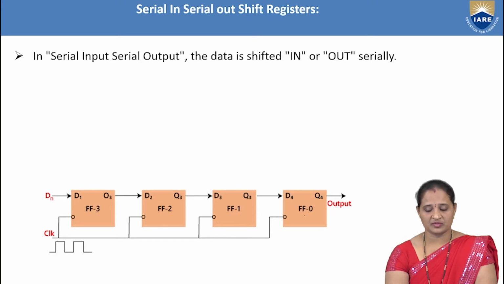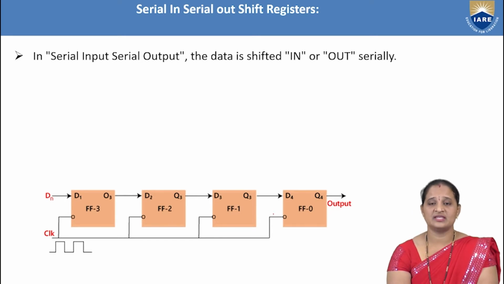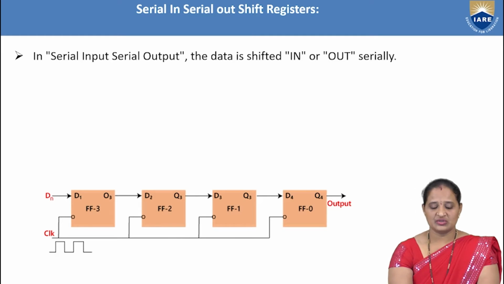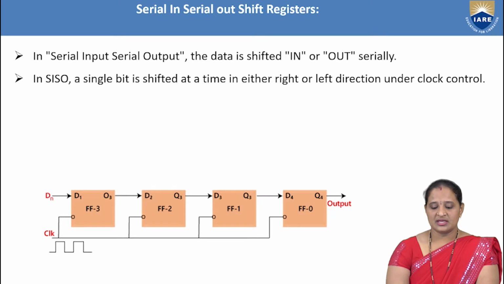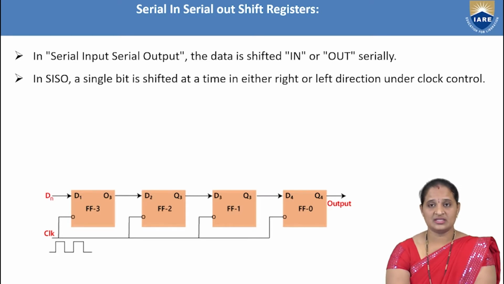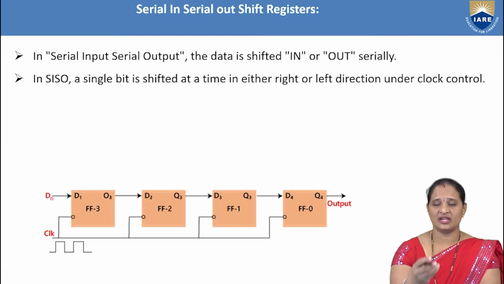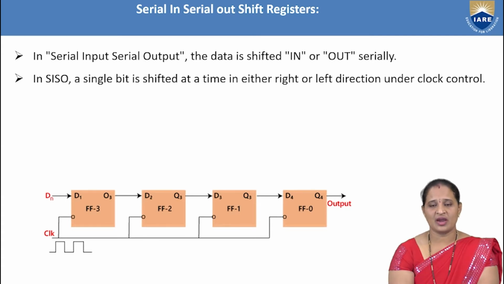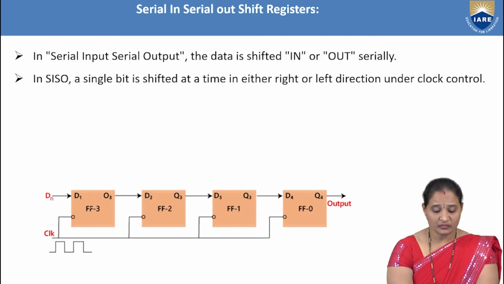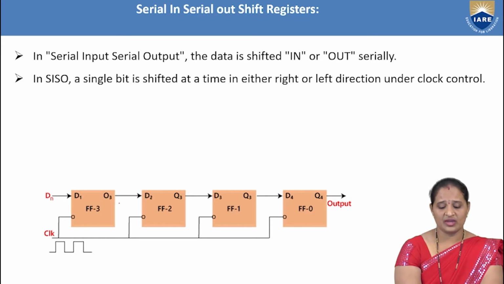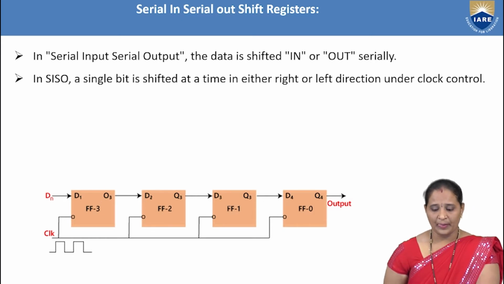What type of flip-flops have I used here? D flip-flop, that is data flip-flop. Data flip-flops are the most commonly used flip-flops in the construction of registers. So I have used 4 flip-flops here. This is a register which operates in serial in, serial out mode. That means the data is loaded into the register in serial manner, and the data is also read from the register in serial manner.